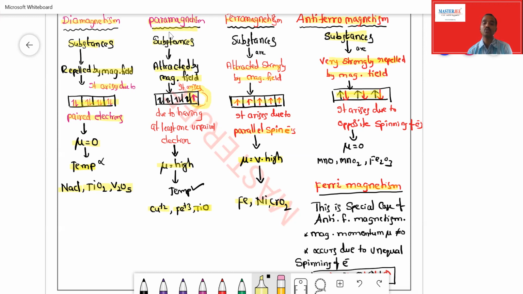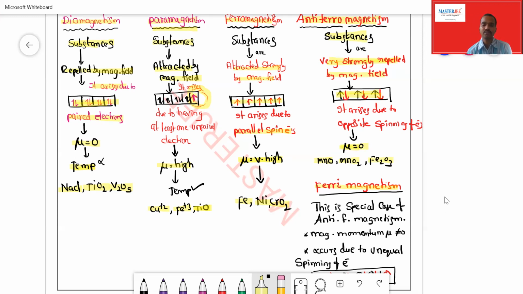Here mu is equal to 0 only. And what are the examples of this anti-ferromagnetic property? MnO, MnO2 and Fe2O3. These are examples of anti-ferromagnetic properties.